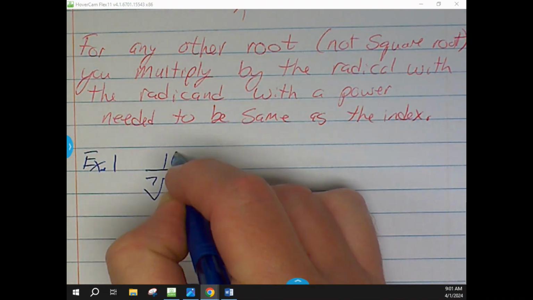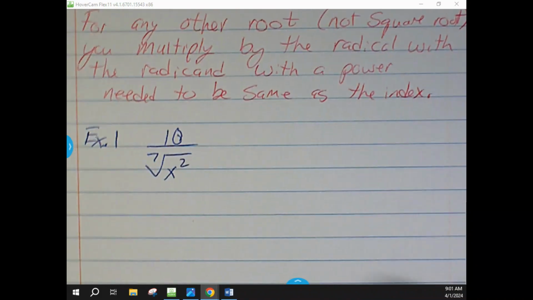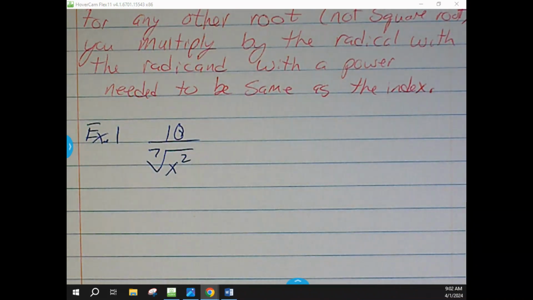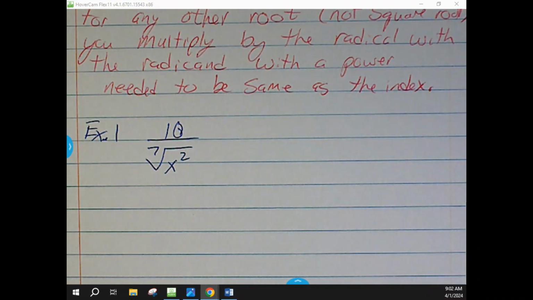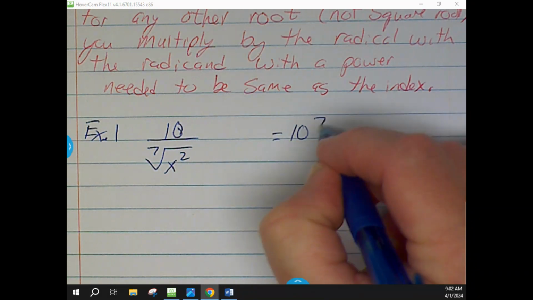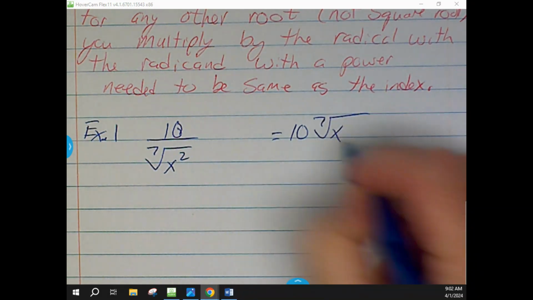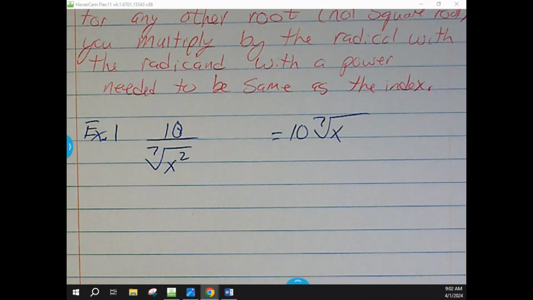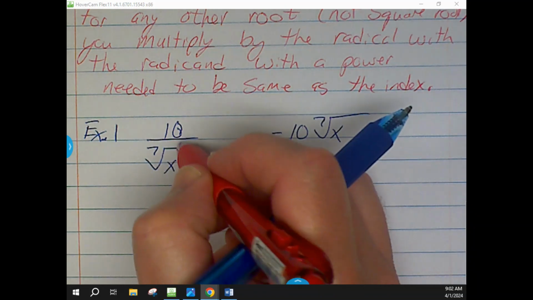So here we go. Let's say we're doing 10 over the seventh root of x squared. Basically, here's what we're going to do. Just like we did before, we're going to take 10 and multiply it by the seventh root of x. But here's where it's got to change a little bit. You just subtract these two numbers.